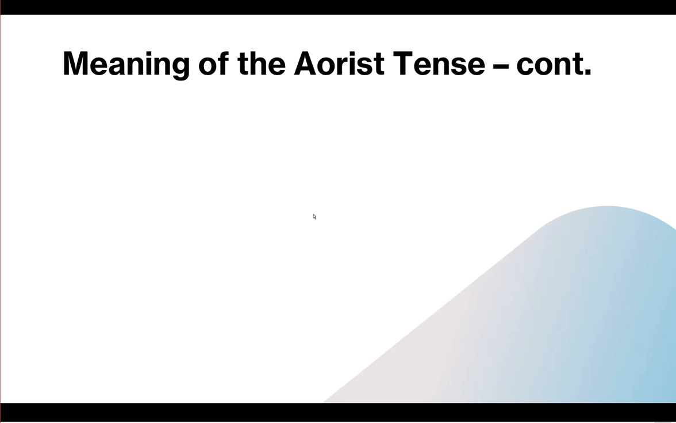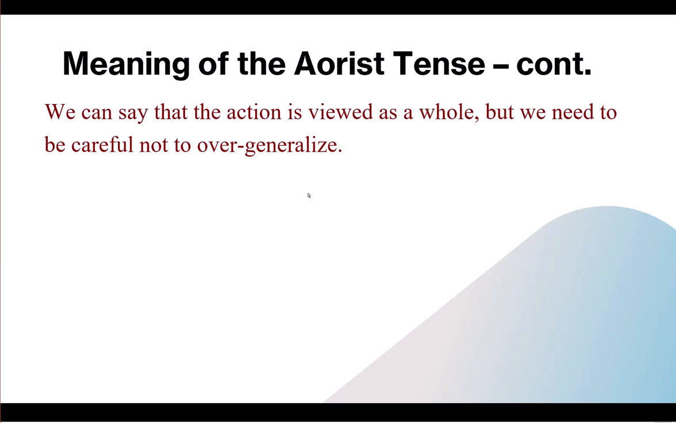So what does that mean exactly? Well, we can say that the action is viewed as a whole, but we need to be careful not to overgeneralize. The aorist is a very flexible tense. It can be differentiated from the imperfect in that the imperfect tends to be more continuous or repetitive. But some people try to argue that the aorist is only once for all action. Well, it can mean once for all, but that's not all that it can mean. Context will tell you what's going on with it.